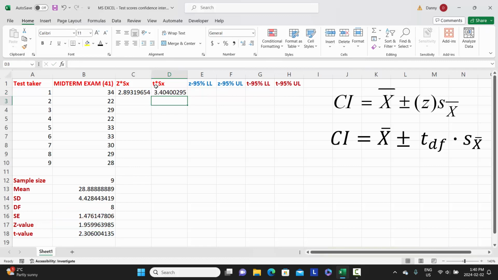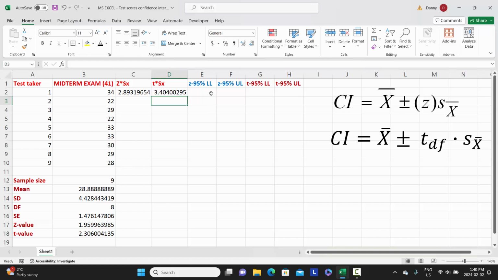Even though the standard error is the same, these values are different because in one I'm using the z-score 1.96, and because the t-distribution is more platykurtic and the data are further distributed, we expect to see a larger t-value which spreads out that 95% interval.